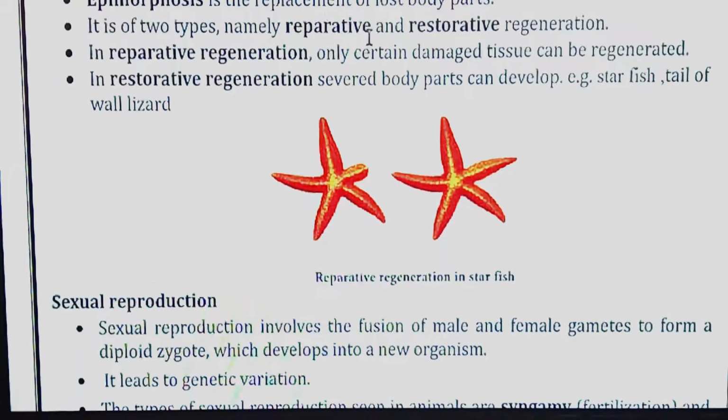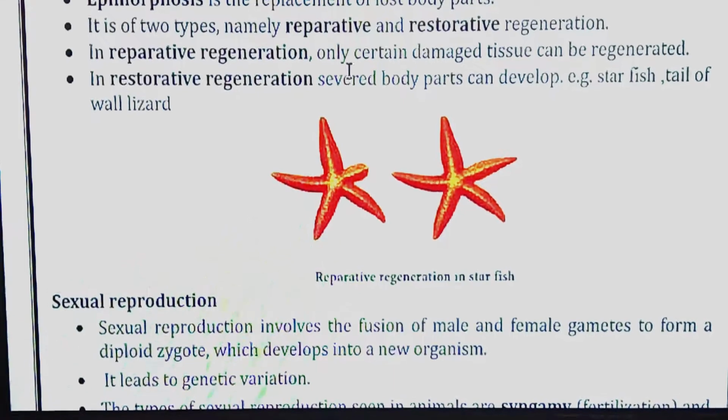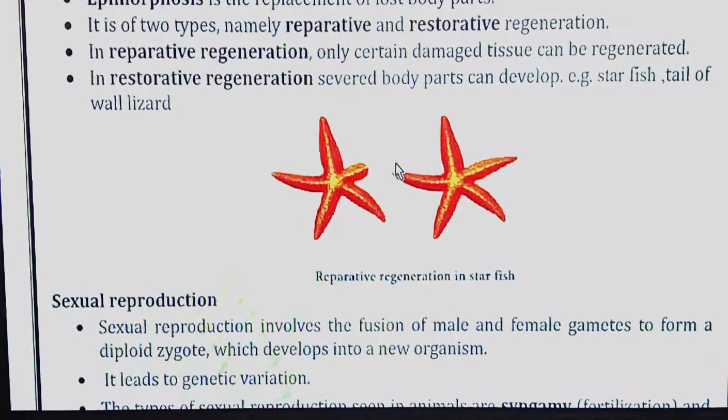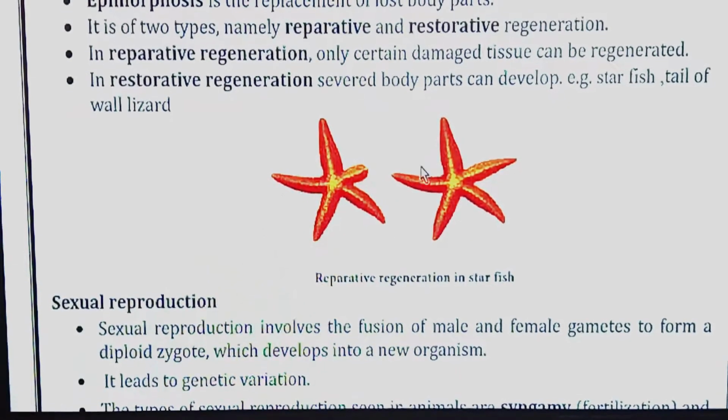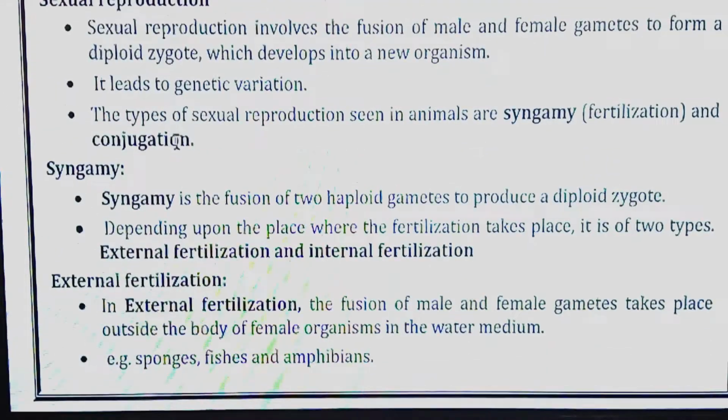In epimorphosis, only the lost parts alone will be replaced. Epimorphosis is again of two types: one is reparative and the other is restorative regeneration. In reparative regeneration, only certain damaged tissues can be regenerated, whereas in restorative regeneration, the severed parts, the cut-off body parts, either the arm of a starfish or the tail of a lizard, when cut off, can be regenerated. That is called restorative regeneration.